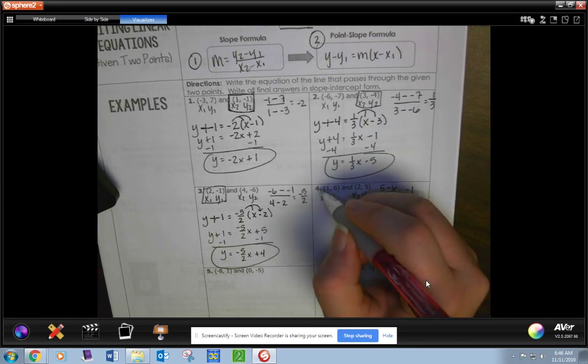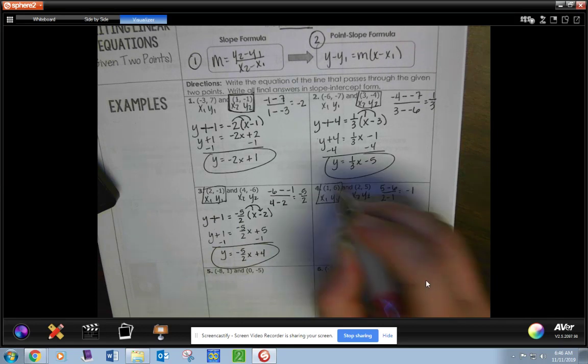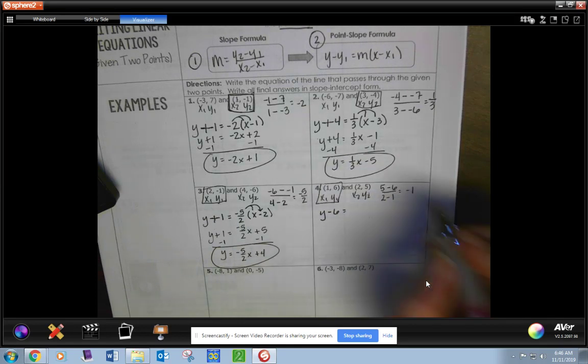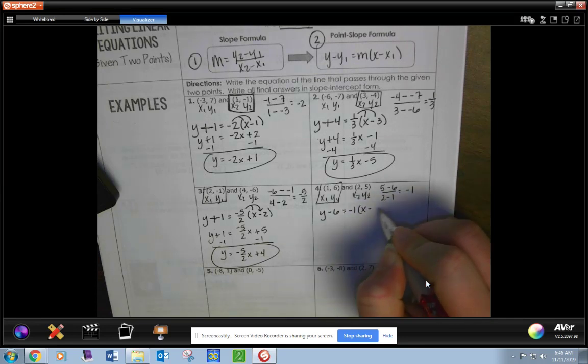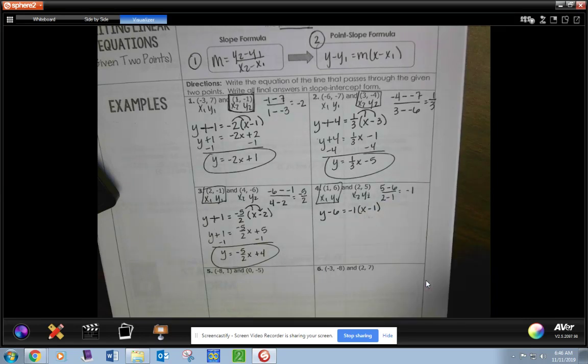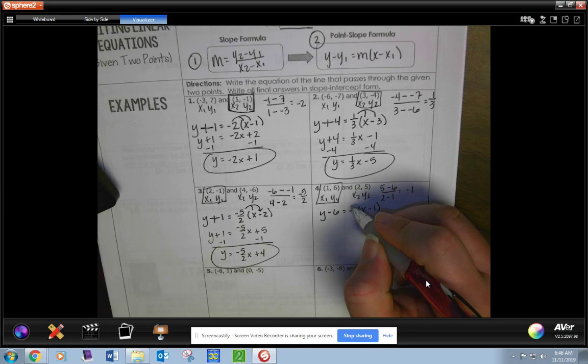Okay, the point I'm going to use is 1, 6, because that 1 is easier to use. So we're going to do y minus, the y I picked was 6, equals negative 1, the slope I got, times x minus, and the x I picked was 1. This one doesn't have any double negatives, so I'm going to go straight into distributing.